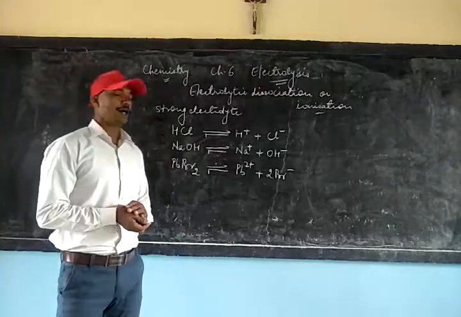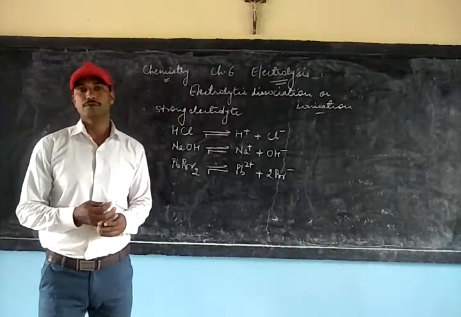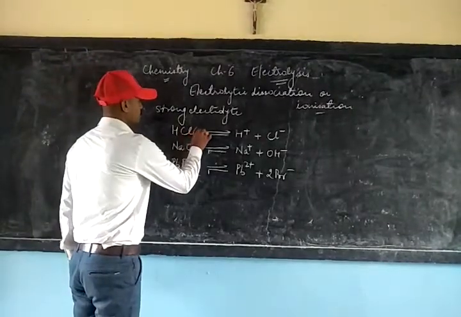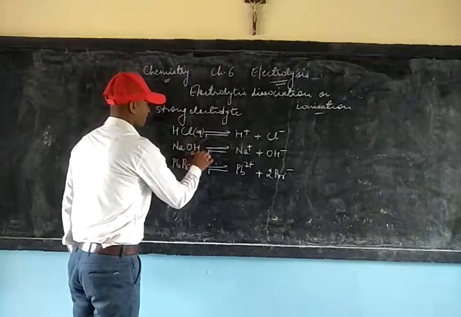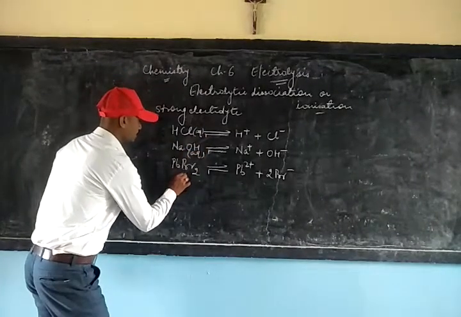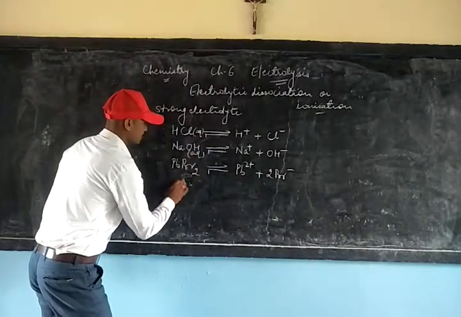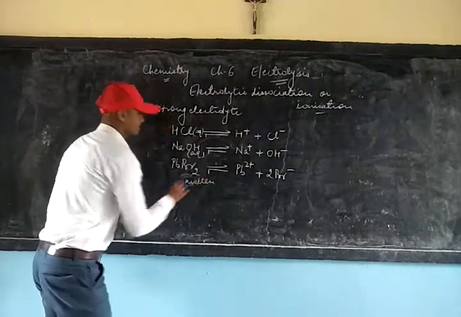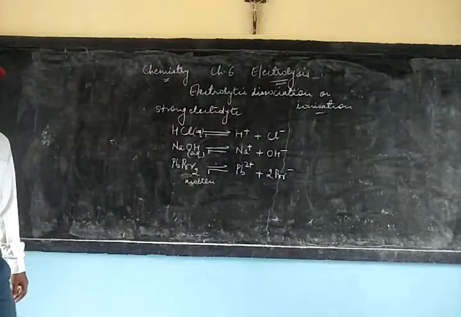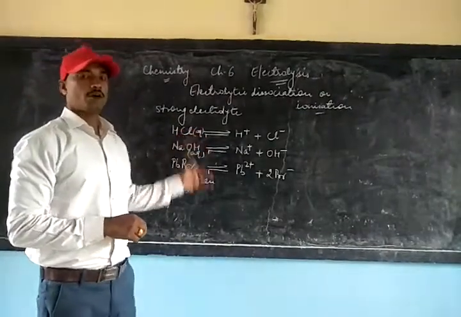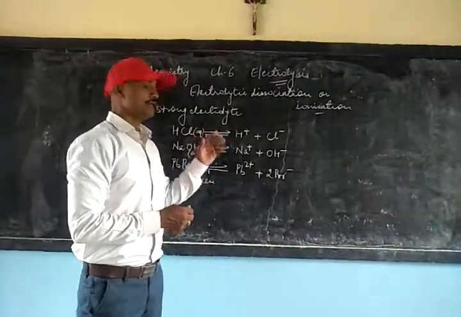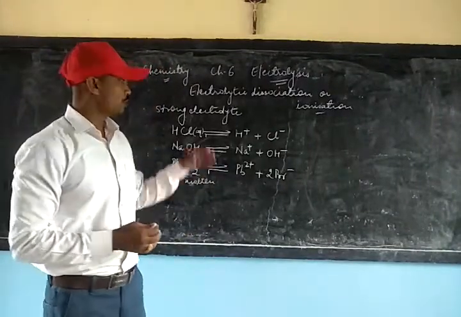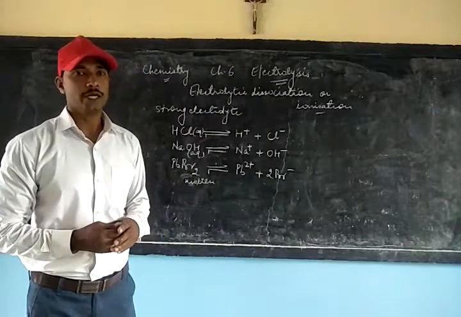Let us now see how weak electrolytes can be shown. But remember one thing, all these are in the aqueous state. Even this lead bromide should be taken in a molten state. So either in an aqueous solution or in a molten state, only the electrolytes can decompose or dissociate. We will now see examples of weak electrolyte.